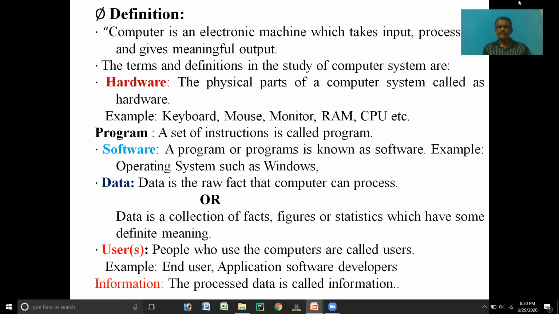Next term, data. The raw facts which can be processed are called data. That is one definition. And another definition is, data is a collection of facts, figures, or statistics which have some definite meaning.